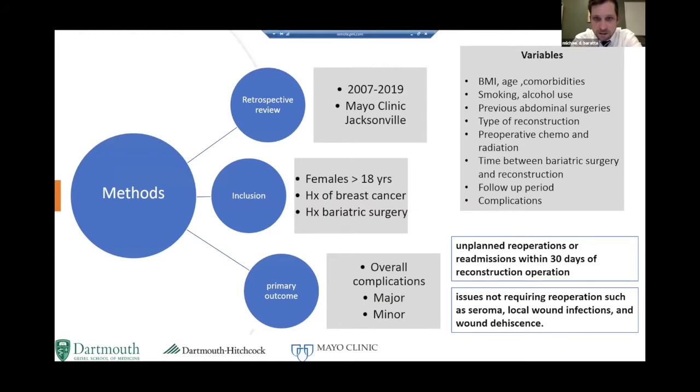Our primary outcome was overall complications, major versus minor. Major was considered any reoperation, unplanned or readmission in 30 days from the initial operation. And then minor ones included things like seroma, local wound infections, wound dehiscence. We also looked at variables including BMI, age, comorbidities, smoking and alcohol use, type of reconstruction that was performed, preoperative chemotherapy and radiation, time between their bariatric surgery and reconstruction, and the complications that did occur. Next slide, please.